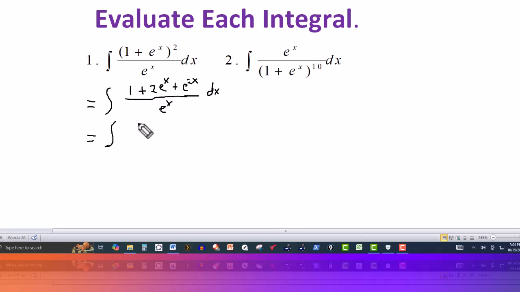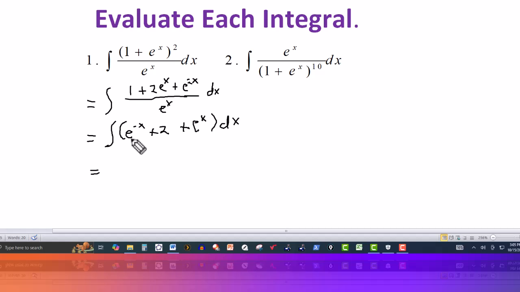So 1 over e to the x, I can write that as e to the minus x. Then 2 e to the x divided by e to the x, the e to the x cancels, so this will just be a plus 2. And then e to the 2x is simply 2 factors of e to the x, so one of them will cancel, and that gives me e to the x. And then we can just integrate here term by term.